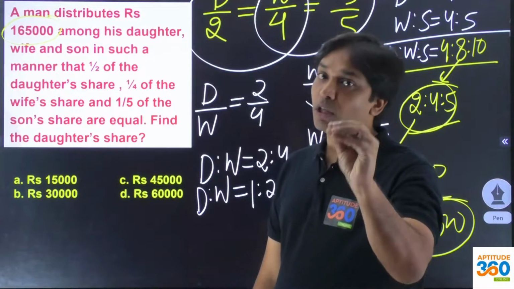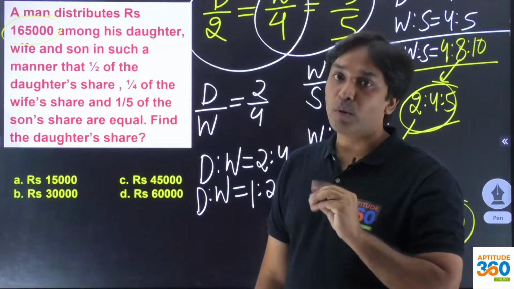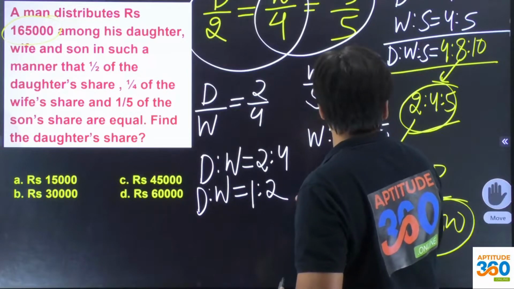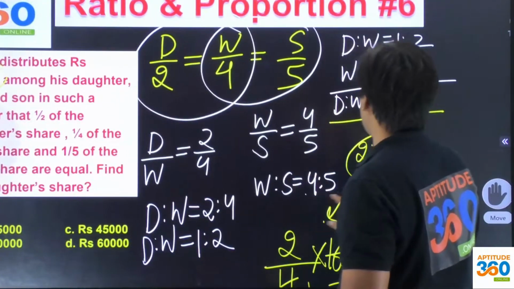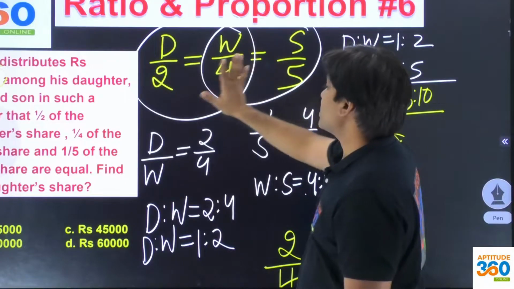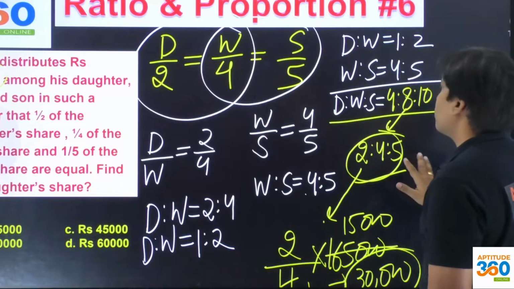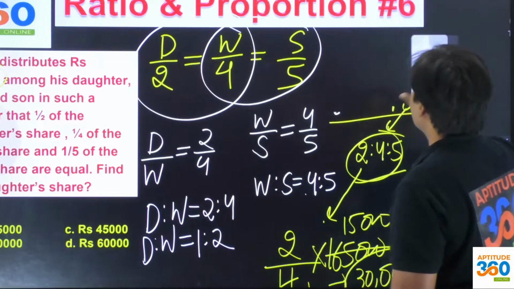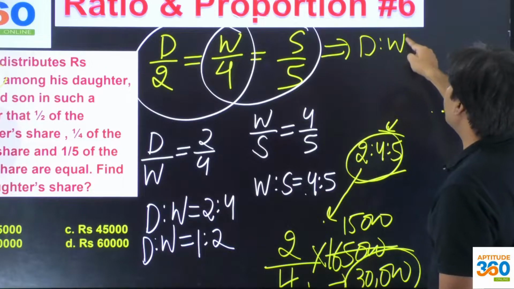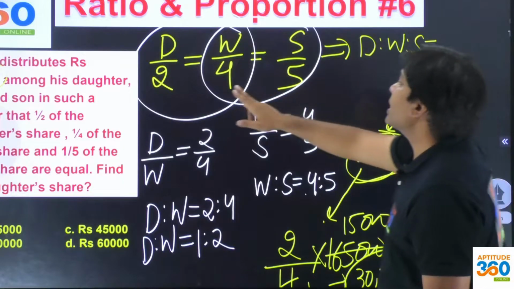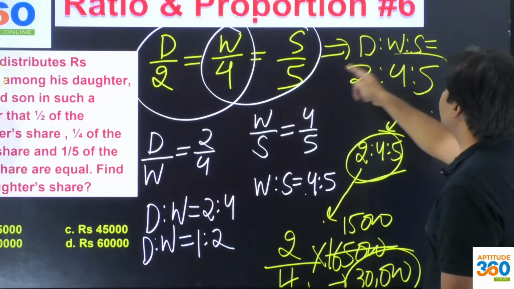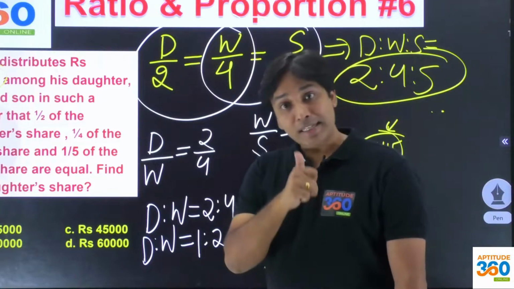2-3 things that you're learning from this very important question. Number 1, if something is given such that this equals to this, you don't even have to simplify the problem. You could directly write here that daughter, wife and son are getting the amount in the ratio of 2:4:5. Are you getting this? So that's understanding number 1.